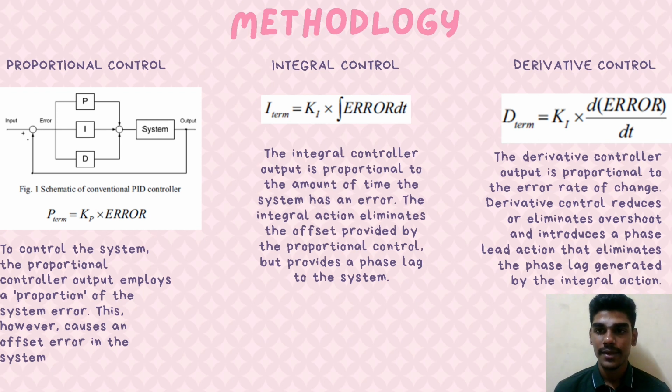Third is derivative control, and the formula for the derivative control is there. The derivative controller output is proportional to the error rate of change. Derivative control reduces or eliminates overshoot and introduces a phase lead action that eliminates the phase lag generated by the integral action.